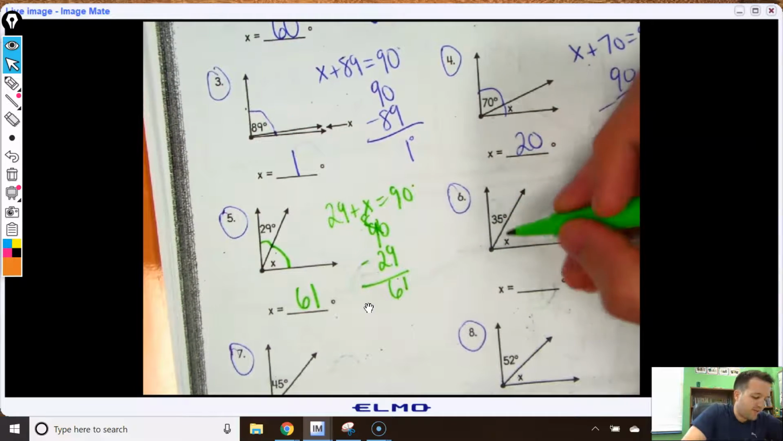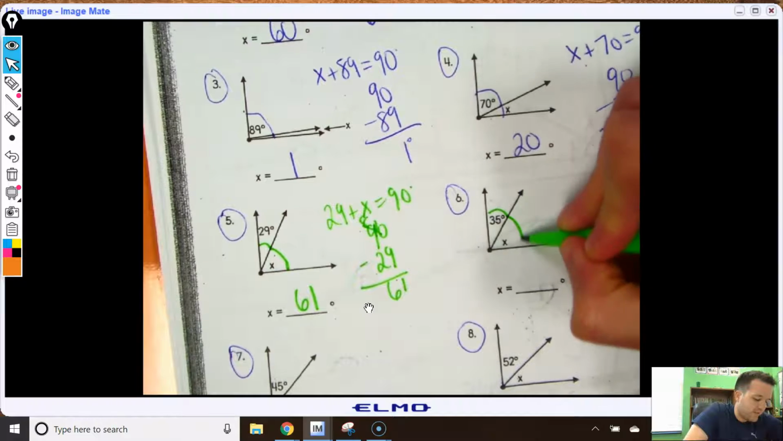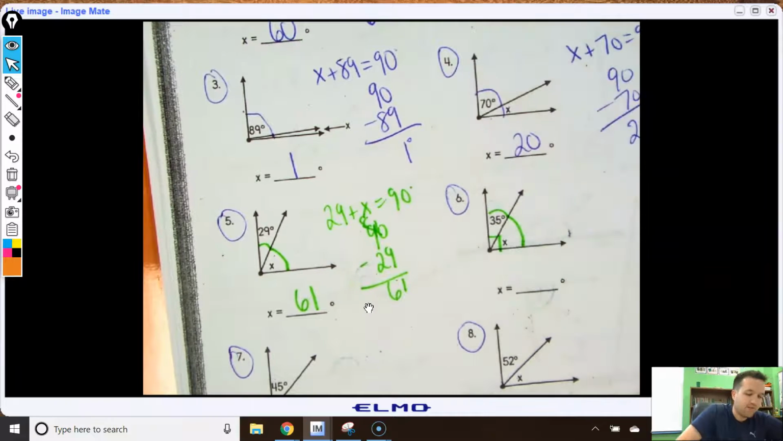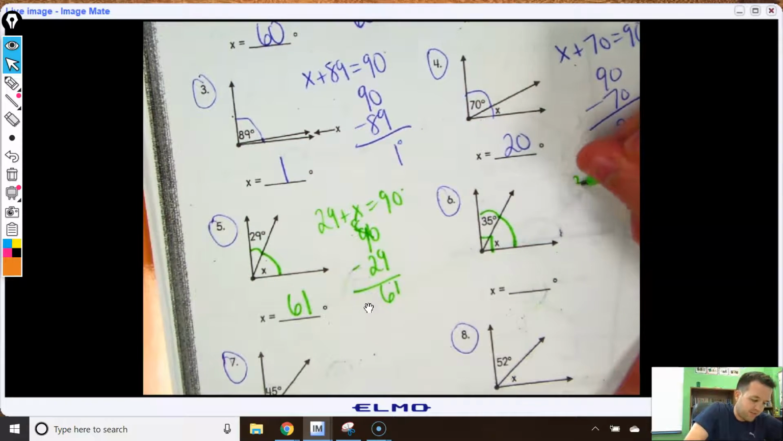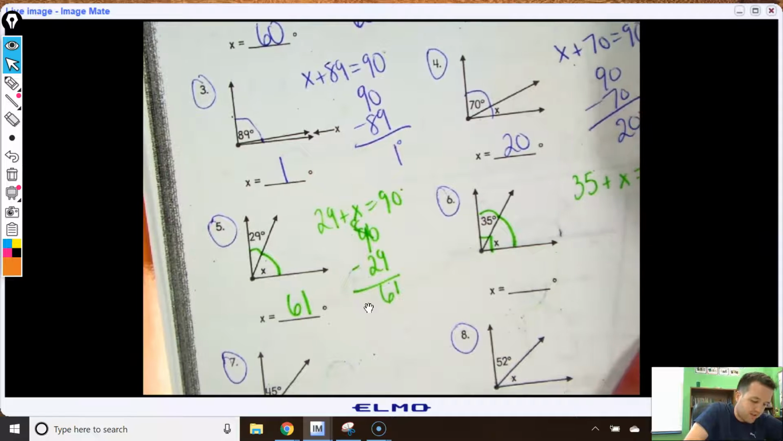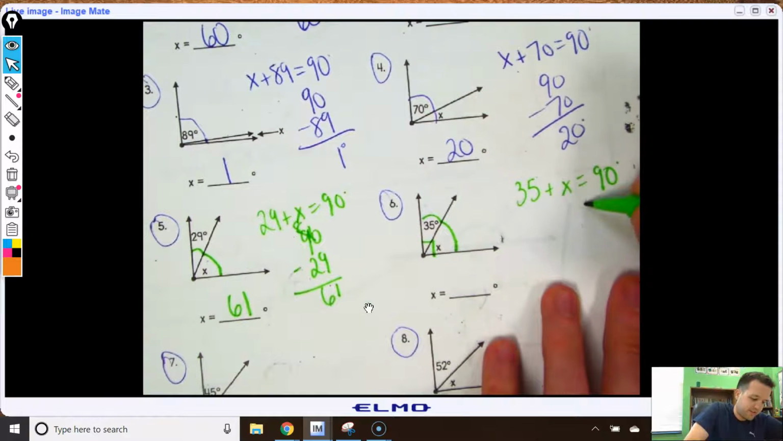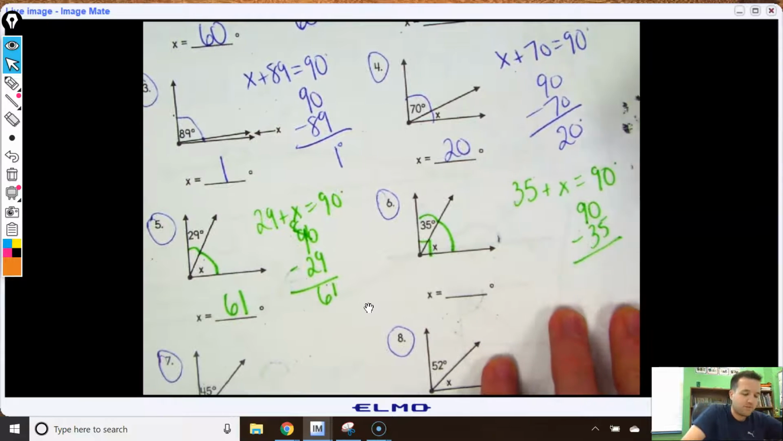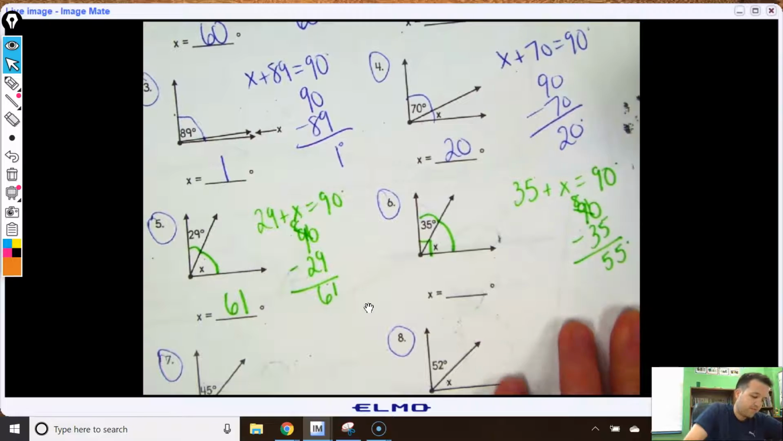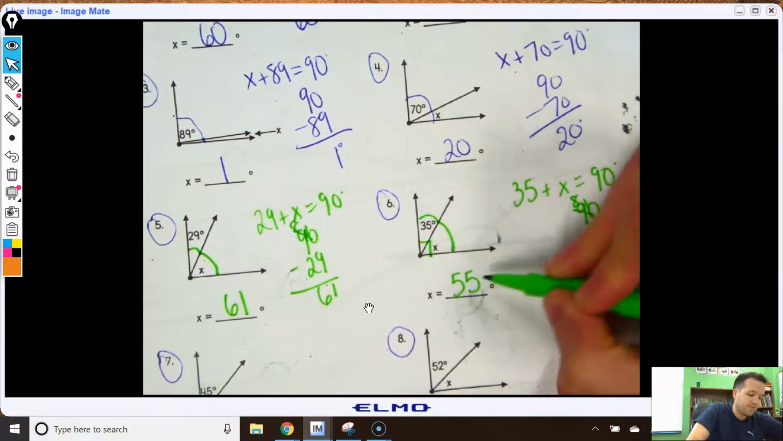Number 6, 35 degrees plus the value of x will give me 90, right? That's a perfect 90-degree angle. So 35 plus x equals 90 degrees. In order to solve for x, I use subtraction. 90 minus 35 equals, do a little bit of ungrouping. Looks like I'm at 55 degrees.